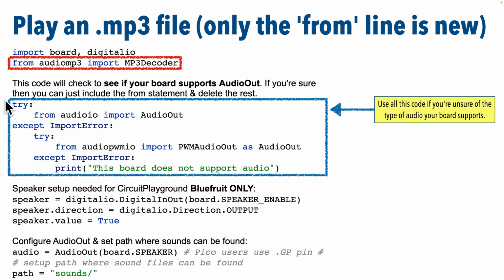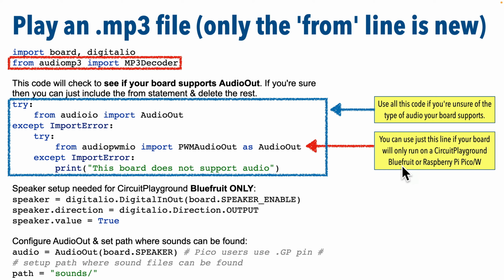In our WAV lesson, I pointed out that this block of 7 lines of code allows our code to be more portable. So if you don't know which type of audio you support, audio I/O or audio PWM I/O, this block of code can figure it out for you. But if you know you're only going to be running your code on a Pico or a CircuitPlayground Bluefruit, you can actually just include this line that I'm pointing to with a red arrow.